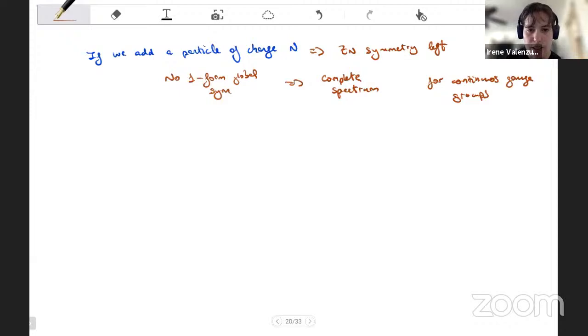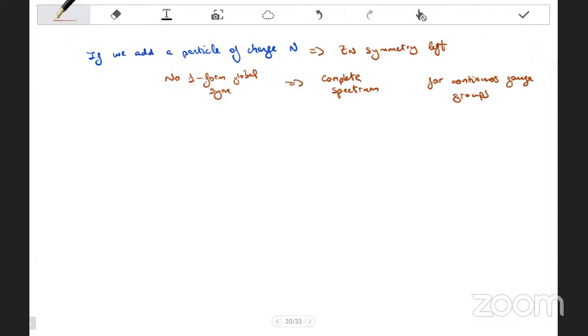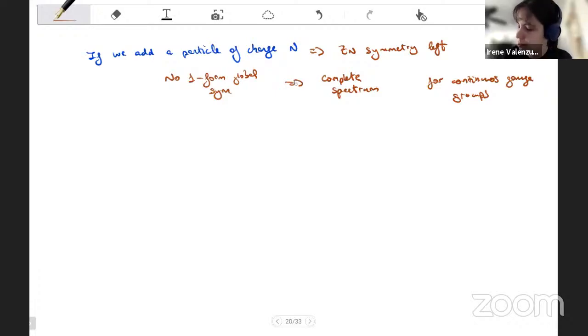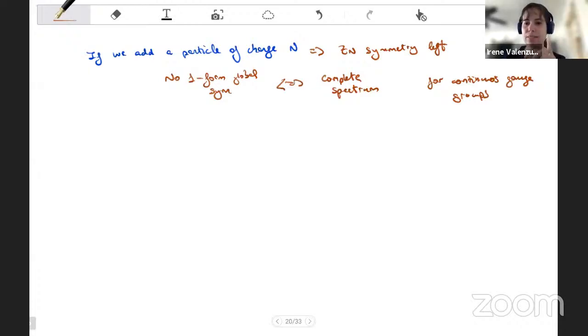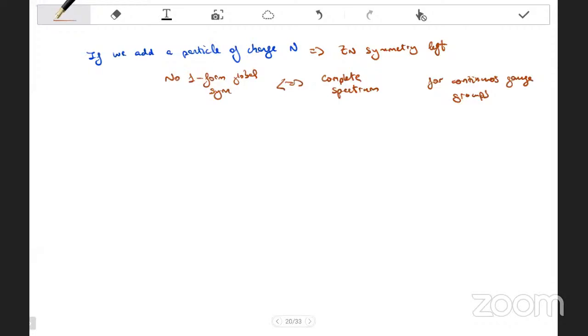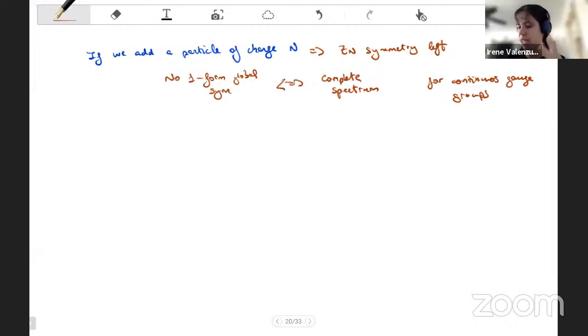I have one question. Is the converse also true? If the spectrum is not complete, then you do have a global symmetry? Yes, for continuous gauge groups, it's an if and only if. Because as we said, if we add particles of all possible charges, then I don't have one-form global symmetries. And if I don't have one-form global symmetries, it's because all these operators, they are called Gukov-Witten operators, are non-topological, which means that they cannot break.